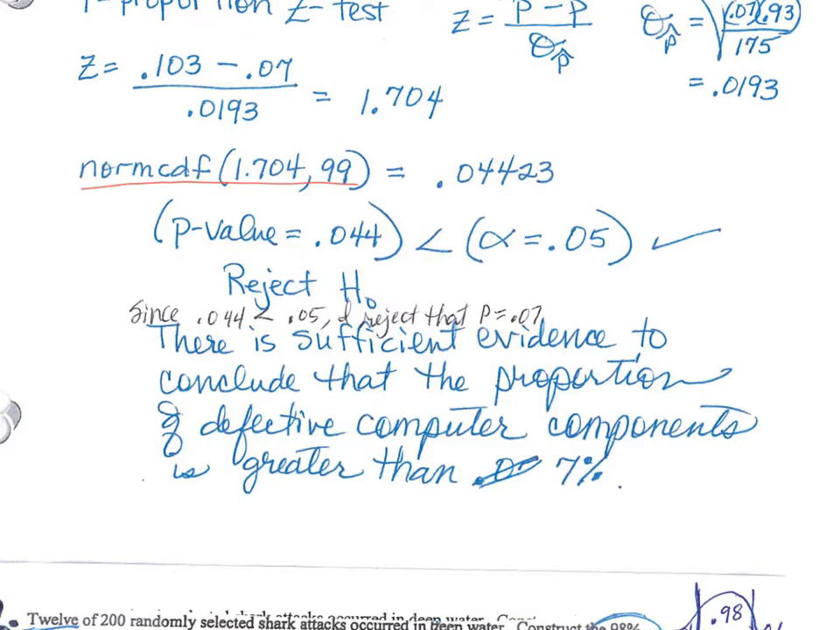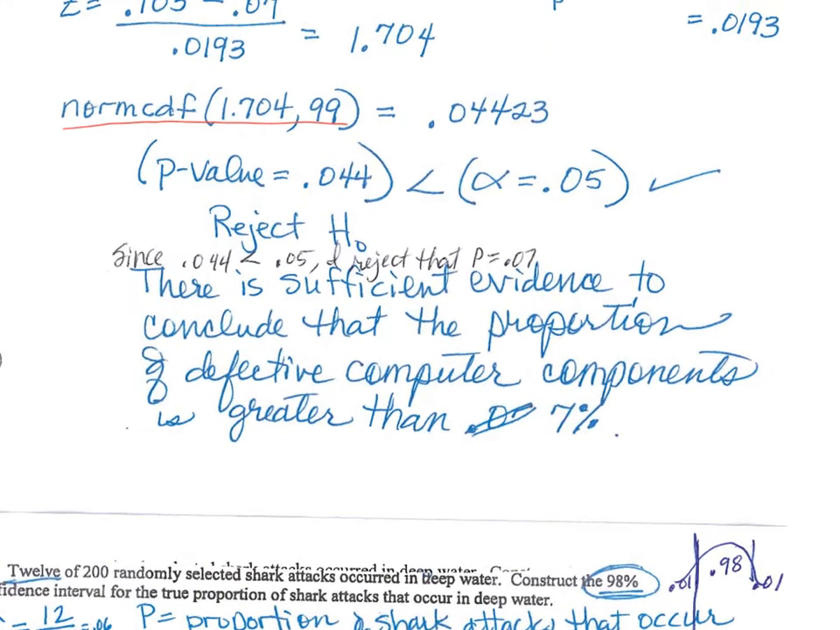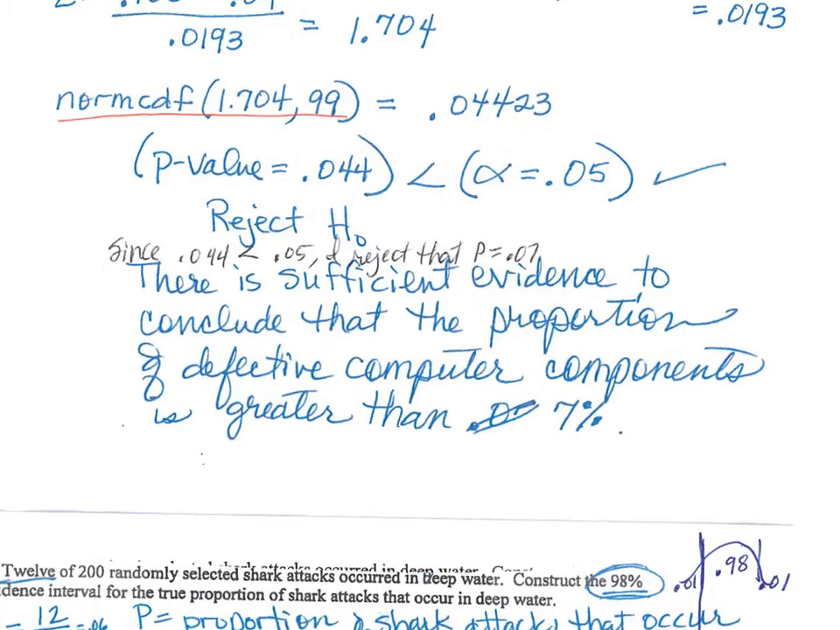Here, we reject H0. So here's the conclusion. Since p-value is low, I reject that p is 0.07. And so, if you reject H0, you do have evidence of HA. So there is evidence to conclude that the proportion of defective computer components is greater than 7%. Okay, questions on number 1?